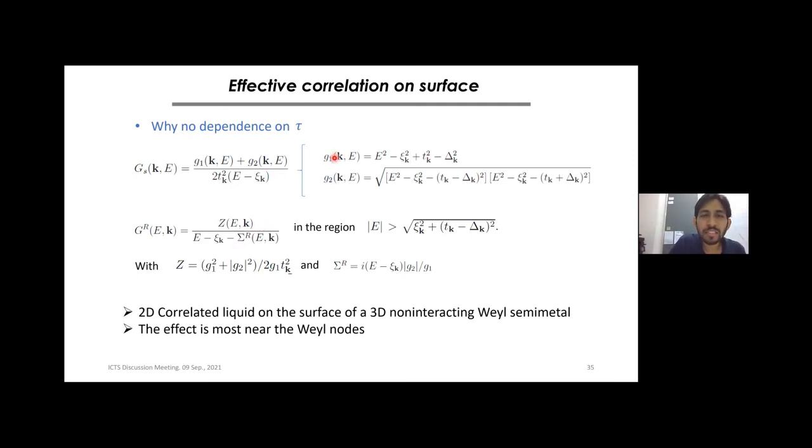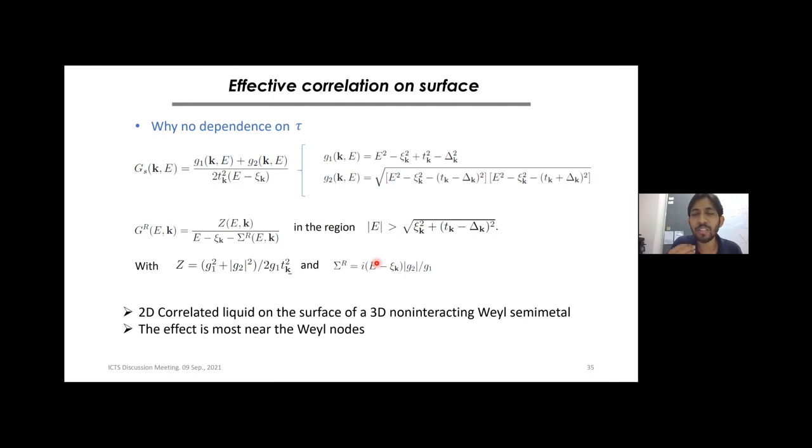Now, in this case, even without putting any self-energy in by hand, in this domain, because it becomes imaginary, I do have an effective quasi-particle residue in terms of this G1, G2, and an effective self-energy, which is proportional to E minus xi k. Now, what does this tell us? It's telling us that as long as we consider processes which involve electrons which are off mass shell, there is no way the surface immediately will behave inherently as a correlated liquid.